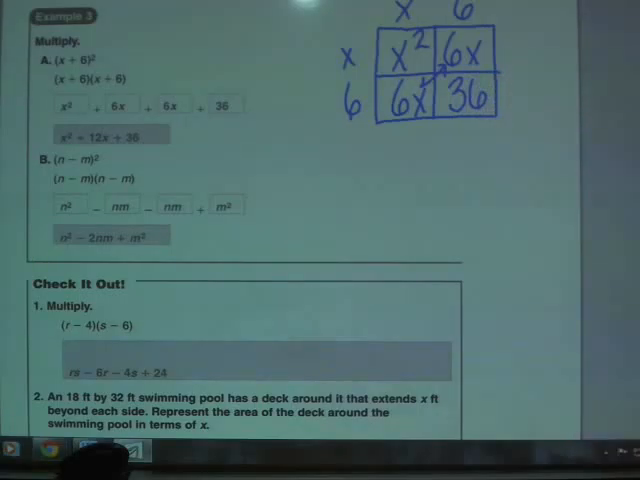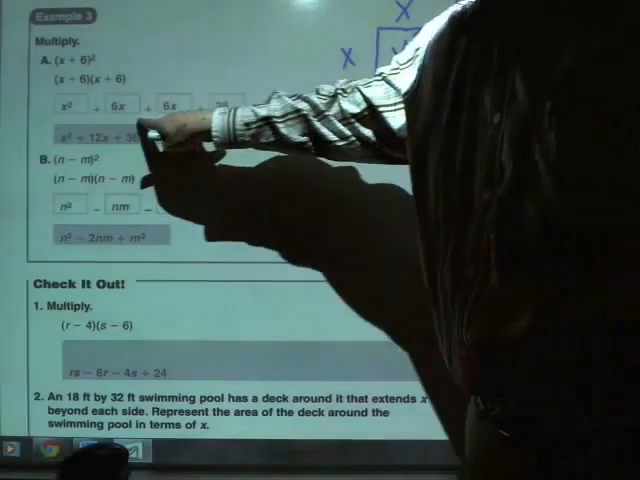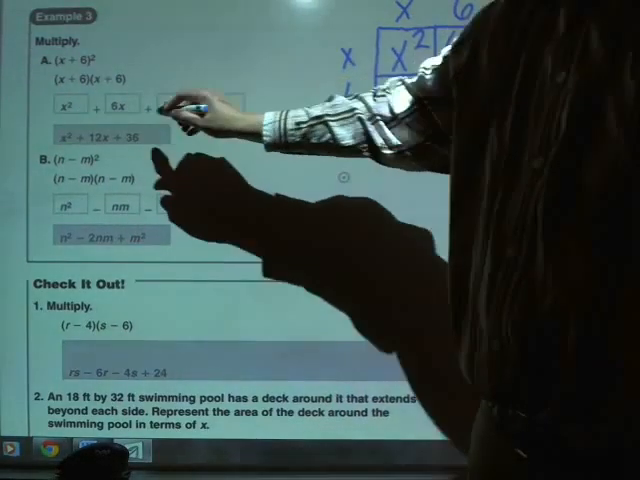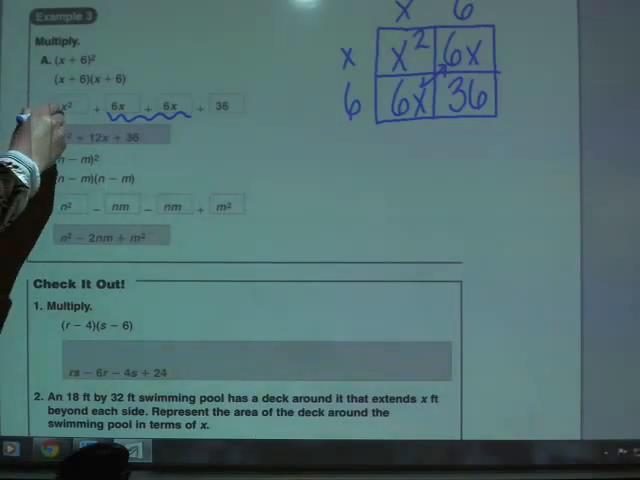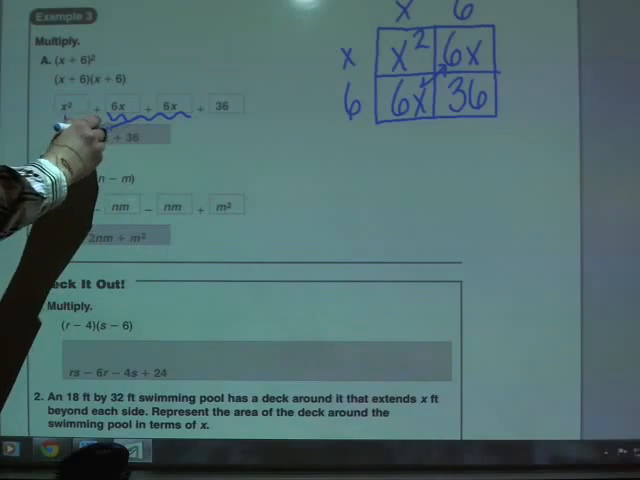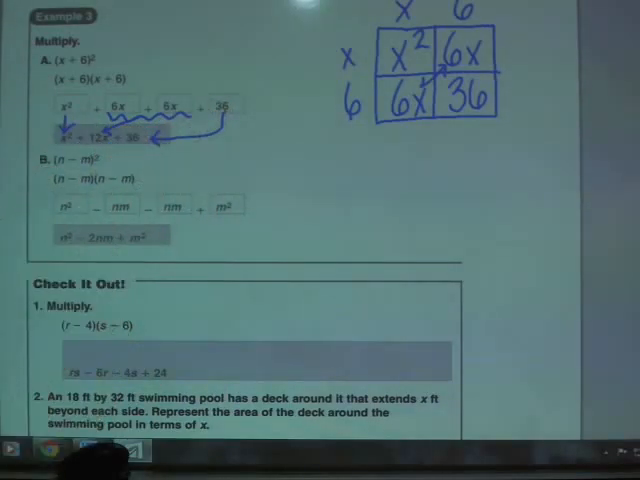So we go ahead and combine these with addition signs between everything. X squared plus 6x plus 6x plus 36, which is what you can see they've done right here. And then these middle two terms are like terms because they both have x in them. So we can combine them. So 6x and 6x go together to give me 12x's. And so my final answer is x squared plus the 12x, the combination of the like terms, plus 36.